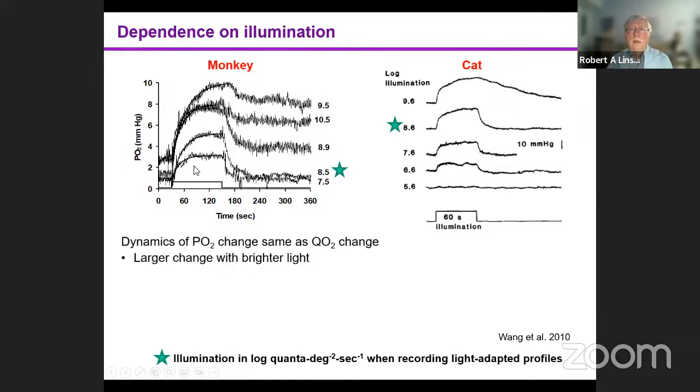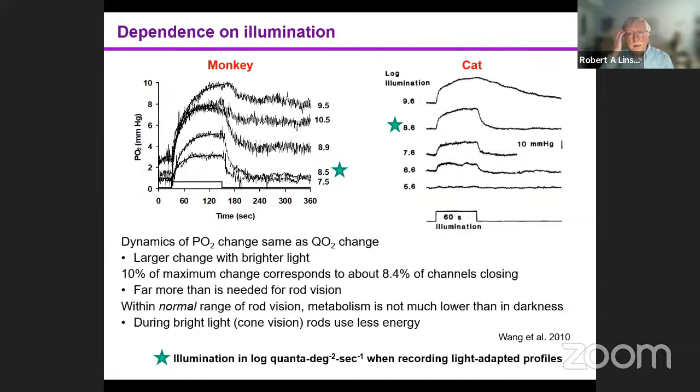As you can see, when you make the light brighter, the PO2 goes up more in both animals. That means the consumption is going down more when you make the light brighter. The amount of light we use when we do a light adapted profile that I was talking about before are indicated by the stars here. And when you use that amount of light, there's a rather rapid recovery when you go from light back into darkness. If you use brighter light, then the PO2 does not recover quickly. Instead, it takes a very long time to come back down. The photoreceptors get saturated, and it takes them a long time to come out of saturation.